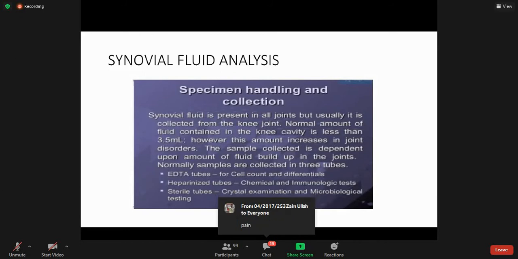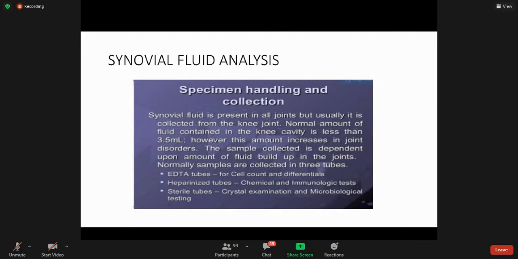Very good. So now if a joint, you take the example of the knee joint. I have asked you earlier what the indications of synovial fluid analysis are. If you are suspecting, for example, inflammation in the knee joint, how would it appear? It will be swollen, present with redness, and if you touch it, it will be warm, and if it progresses, there would be a loss of function of the knee joint.